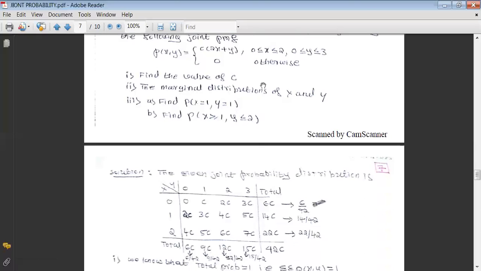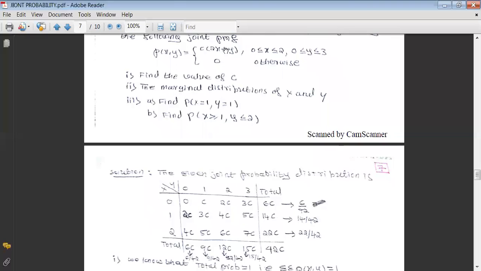In this case, as we know, x takes the values between 0 and 2, both included, that's why I have taken 0, 1, 2. And y takes the values between 0 and 3, both included. That's why here y takes the values 0, 1, 2, 3. In this function, when you take x equal to 0, y equal to 0, we get 0.